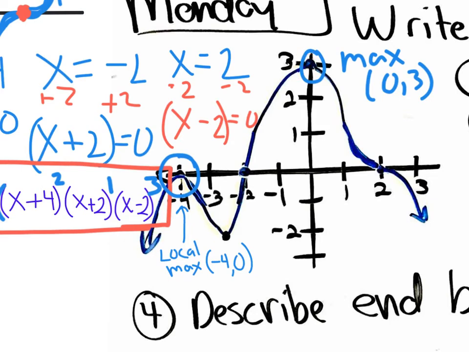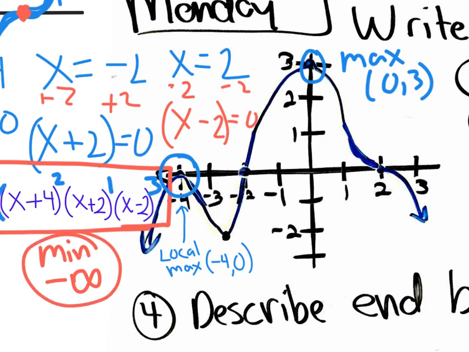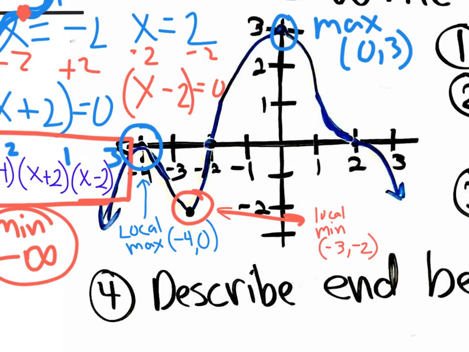How about the minimum value? If we think about minimum, is there an absolute minimum? And the answer is no, because the minimum is actually negative infinity. So you could say there is no minimum, or you could say that the minimum is negative infinity. Now, are there any local mins? Yeah, there's a local min right here. That's a local min, okay? So the local min is negative 3, negative 2.